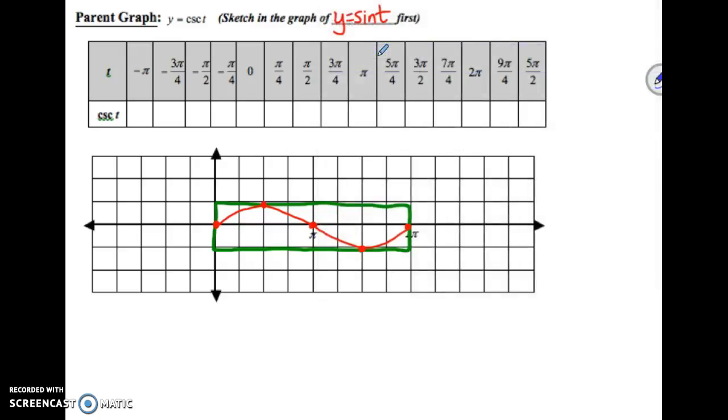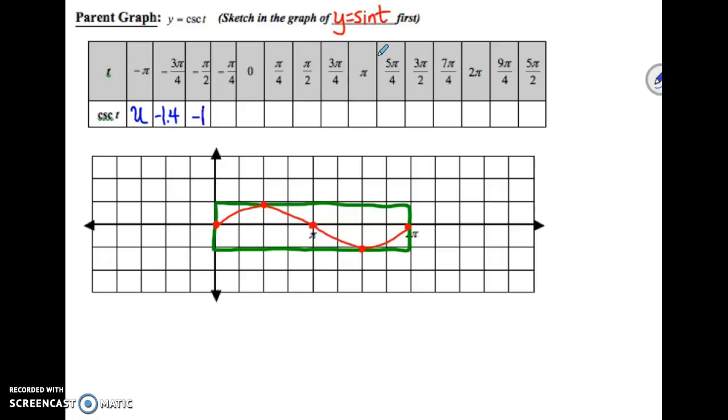If you want to know how to get these values, remember cosecant is the reciprocal of sine. So if you do 1 over sine of negative pi on your calculator, you will get undefined, right? Because you're going to have 0 on the bottom. 1 over sine of negative 3 pi over 4, that gives you negative 1.4. So on and so forth. These are all just the reciprocal. So it's 1 over sine of these values.